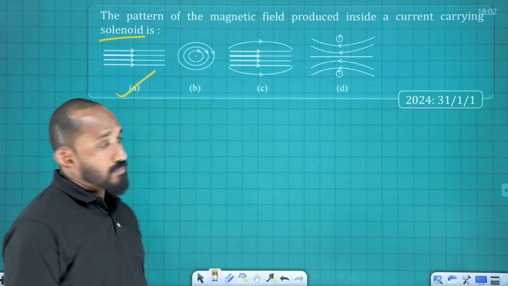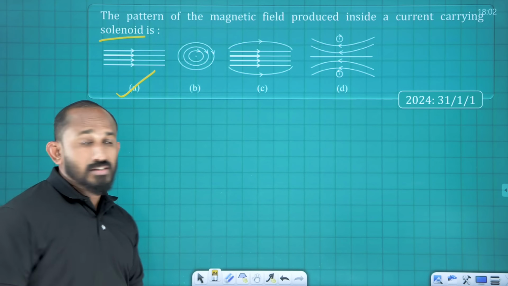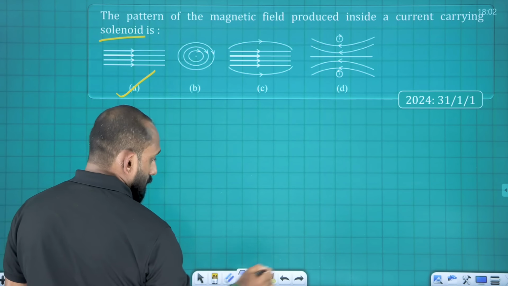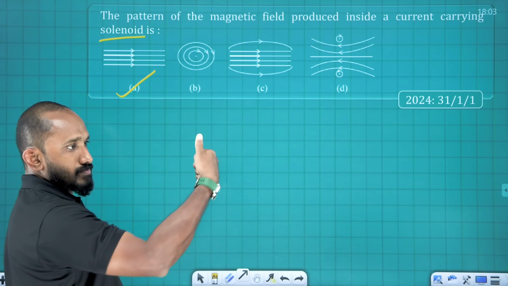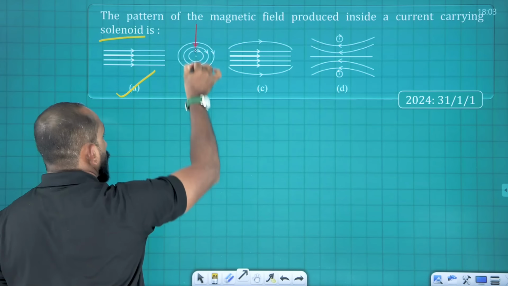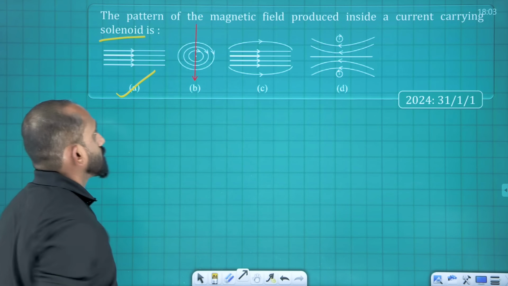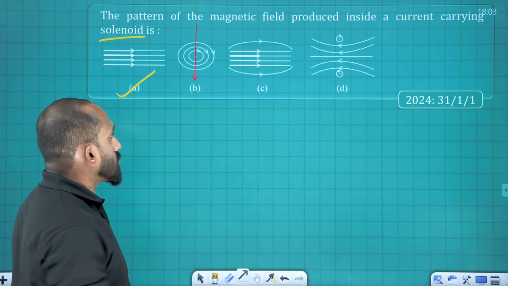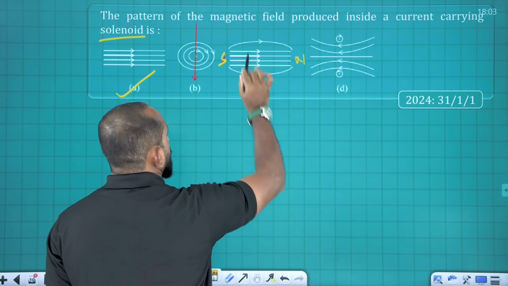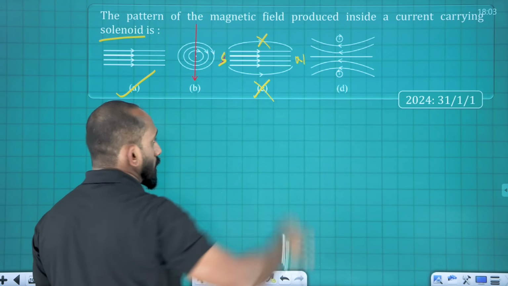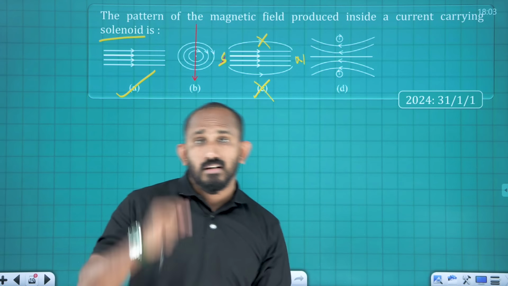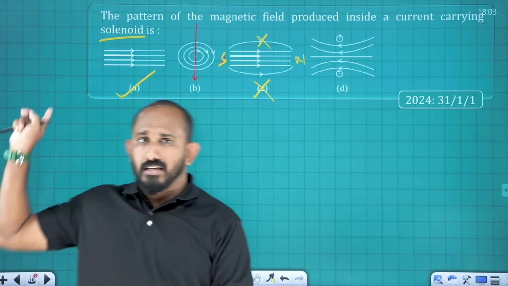Option B is just because of a straight conductor only. If a straight current carrying conductor is there, then the field will be like this, coming outward, with the current passing downward in a straight conductor. Suppose north is here and south is there, then outside is wrong only, so this cannot be the answer. D is due to a single current loop only. So A is the correct answer for the solenoid.